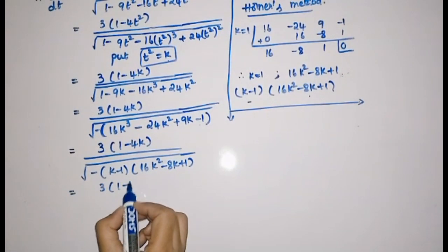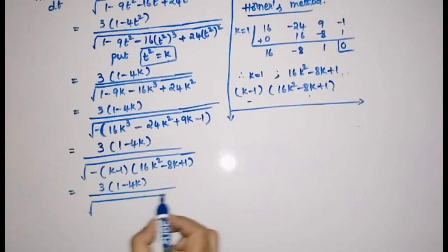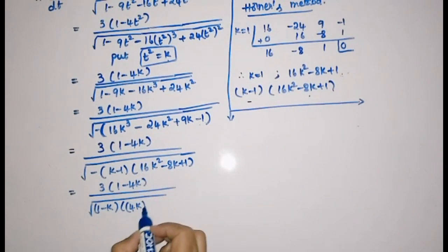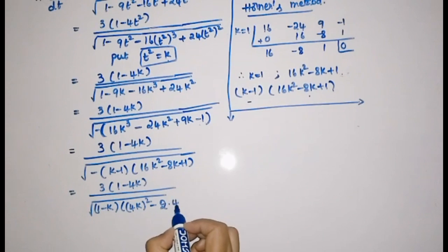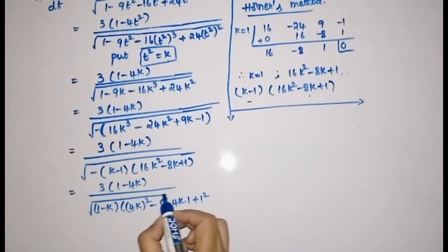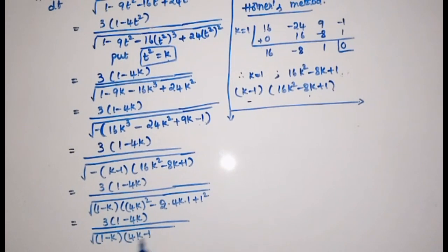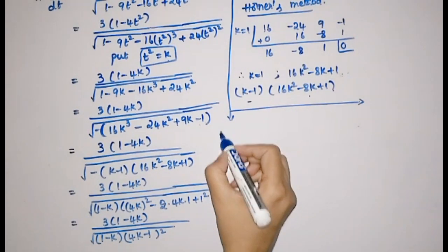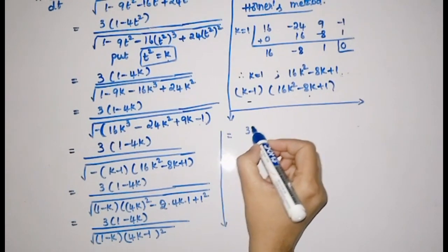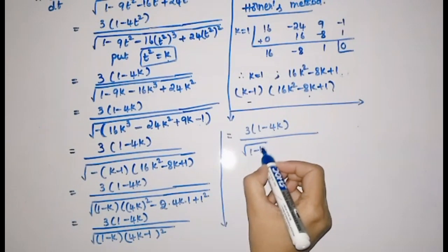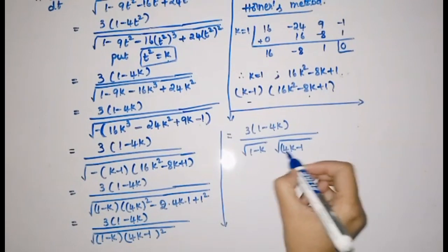Now this is equal to 3 into 1 minus 4k by square root of, multiplying with minus here we get 1 minus k into 16k square minus 8k plus 1, which can be written as 4k whole square minus 2 into 4k into 1 plus 1 square. That means a minus b whole square form: 3 into 1 minus 4k by square root of 1 minus k into 4k minus 1 whole square, where 4k is a, 1 is b here. Now we get 3 into 1 minus 4k by square root of 1 minus k, square root of 1 minus k into square root of 4k minus 1 whole square.